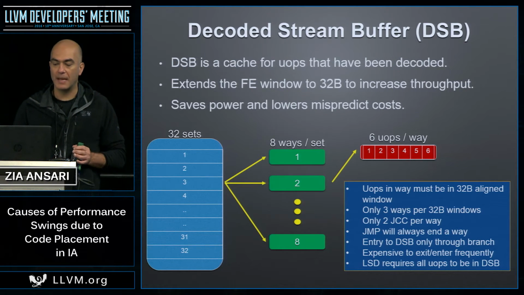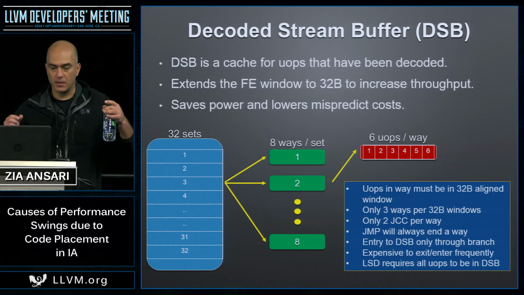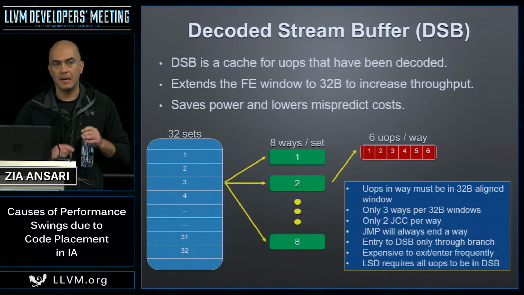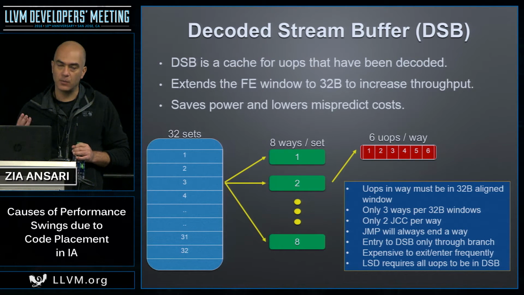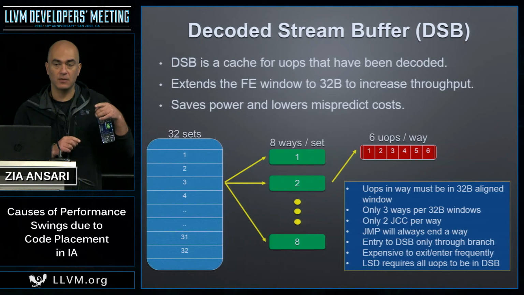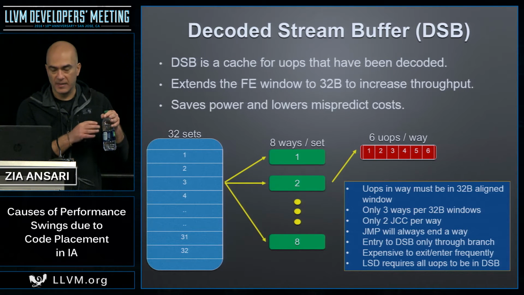So the UOPs in a way must be in a 32-byte aligned window. Haha, this is where alignment comes in. So if you want to put UOPs in a way, they have to be from the same 32-byte window. You can't mix and match. Only 3 ways are allowed to be assigned to the same 32-byte window. So if you have a 32-byte window that has a ton of UOPs in it, you're only allowed 3 ways.